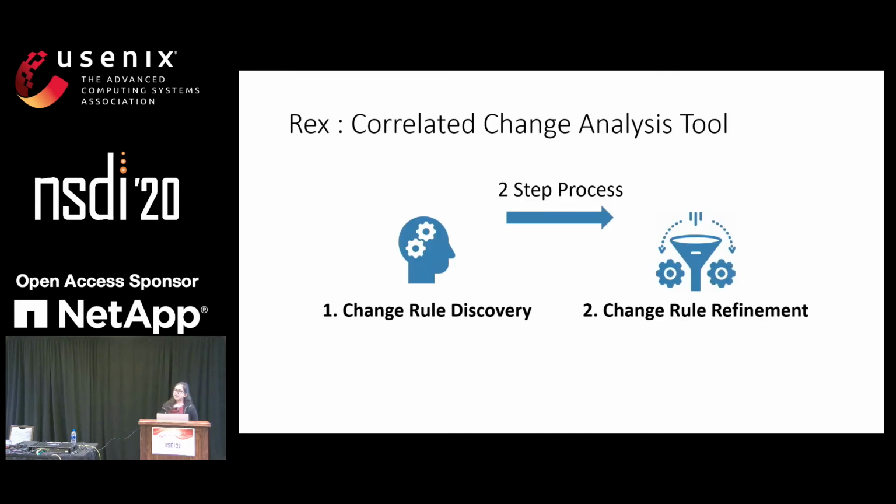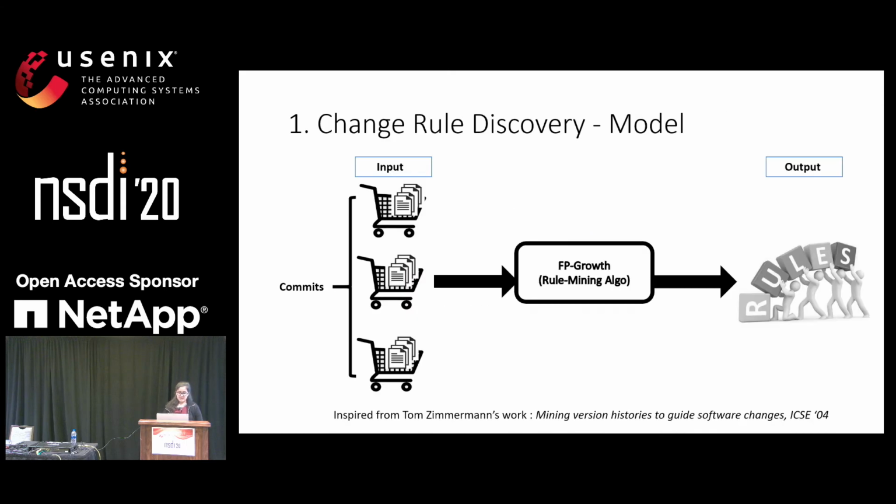Rex, as I mentioned, is a correlated change analysis tool, and it's a two-step process. The first step is change rule discovery, followed by change rule refinement. So let me start by describing the change rule discovery part first. Change rule discovery is nothing but a market basket analysis on top of commits data.